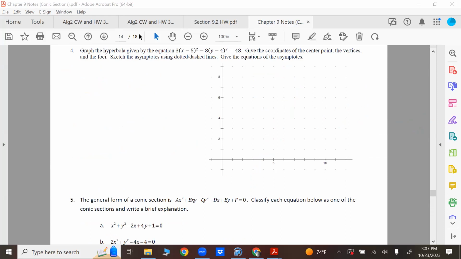So why don't you guys try this last one, and this will be our last problem for today, guys. Some problems involve completing the square. We're not going to do that today.